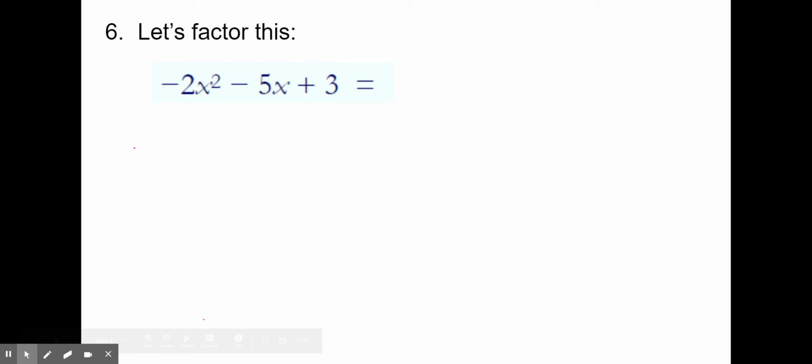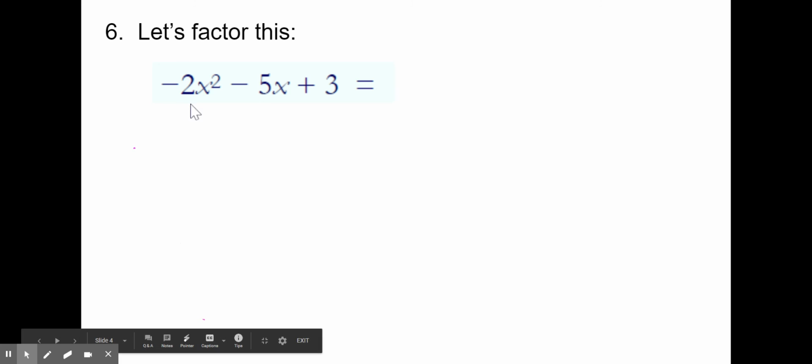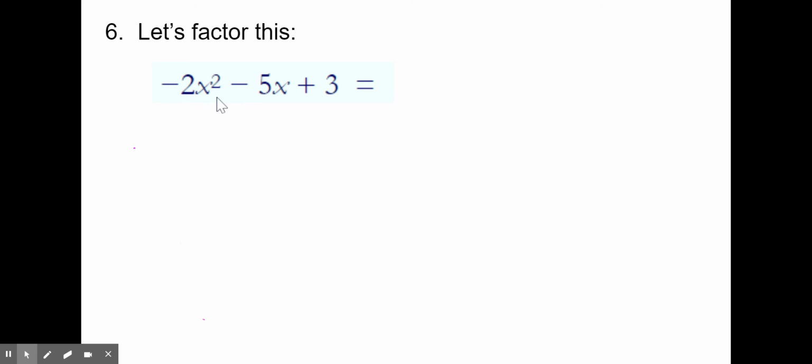Let's try to factor something like this: negative 2x squared minus 5x plus 3. If I look at the coefficients, negative 2, negative 5, and 3, I don't see any apparent GCF. 2, 5, and 3 don't have a GCF except for 1. But if you remember, having a negative lead coefficient can lead to a lot of problems. So I really would rather have this negative 2 be a positive lead coefficient.